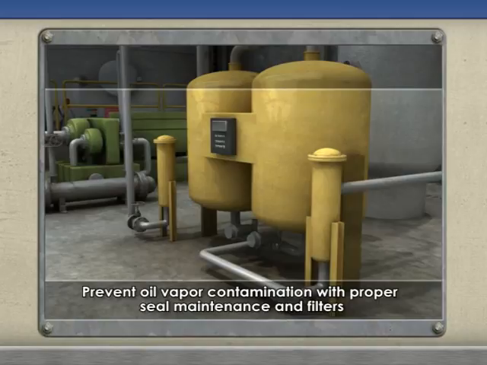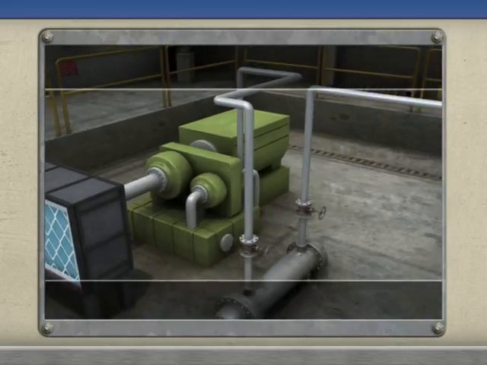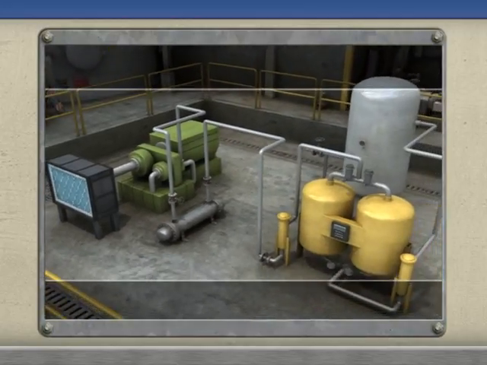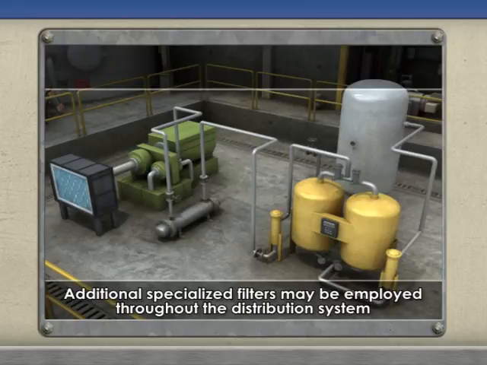Oil vapor contamination is prevented primarily with proper maintenance of seals and specialized absorption filters. Cooling and drying, after the compressor, removes the majority of moisture in the compressed air. Additional specialized filters may be employed throughout the distribution system to capture any remaining water vapor in order to protect sensitive equipment.